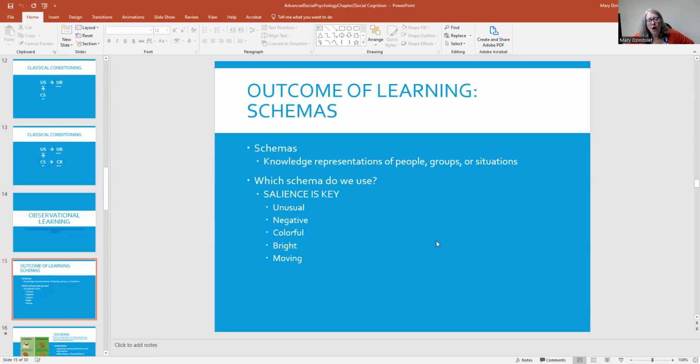But when you go to process information about Bob, what schema are you going to use? And the research shows that it's going to be whichever schema is most salient. So saliency is the key. And what makes a schema salient? What is going to make it salient? If it's unusual. So the number one thing that's going to make a difference is if it's unusual.